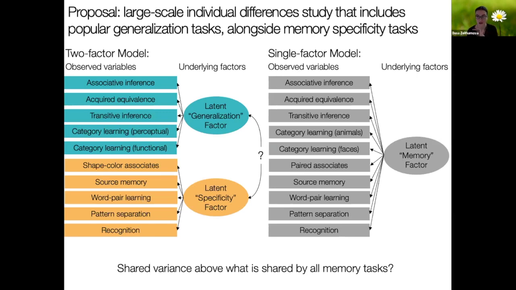These generalization tasks should correlate with each other above and beyond what all memory tasks have in common. And so doing a study like this would allow us to see whether the generalization tasks are actually measuring the same things. If not, do we have two types of generalization, or are some of these really more specificity tasks with who knows what added? To what degree is this above and beyond plain associative memory? And finally, if we really do have this X factor, generalization above and beyond, what are the best tasks to measure it? So that's my pitch for the experiments that I think we need to run.